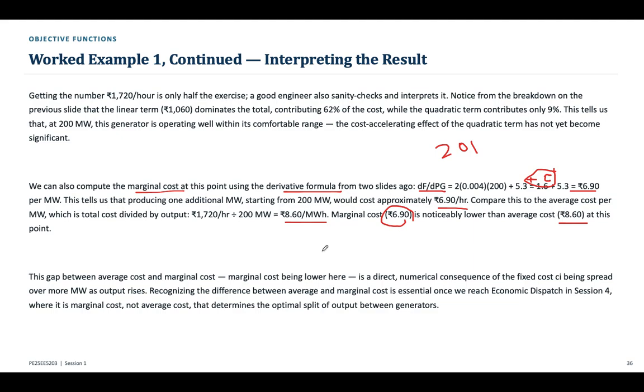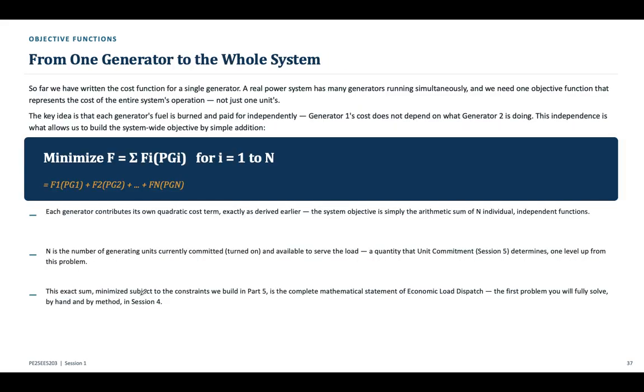See, this gap between the average cost and the marginal cost is a direct numerical consequence of the fixed cost. Why is this happening? Because you don't have the C term after differentiating, so this fixed cost is spread over more megawatts as the output rises. Recognizing the difference between the average and the marginal cost is essential. Once we reach economic dispatch on the fourth day, maybe on Thursday's class, we will discuss that, where it is marginal cost, not average cost, that determines the optimal split of output between the generators.